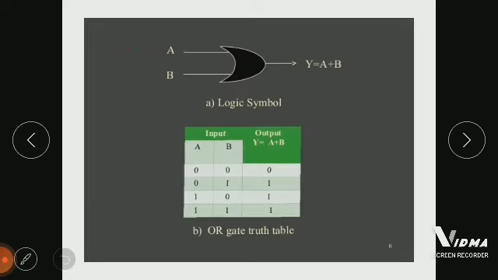There are two things mentioned over here: one is the logic symbol, and another is the logic truth table for the OR gate. So this is our symbol, which we always use to represent our OR gate. We have two inputs, a and b, and we have output y = a + b. So the logic symbol will look like what I mentioned over here. Then we will move on to the truth table. The truth table is the relationship between your output and inputs.